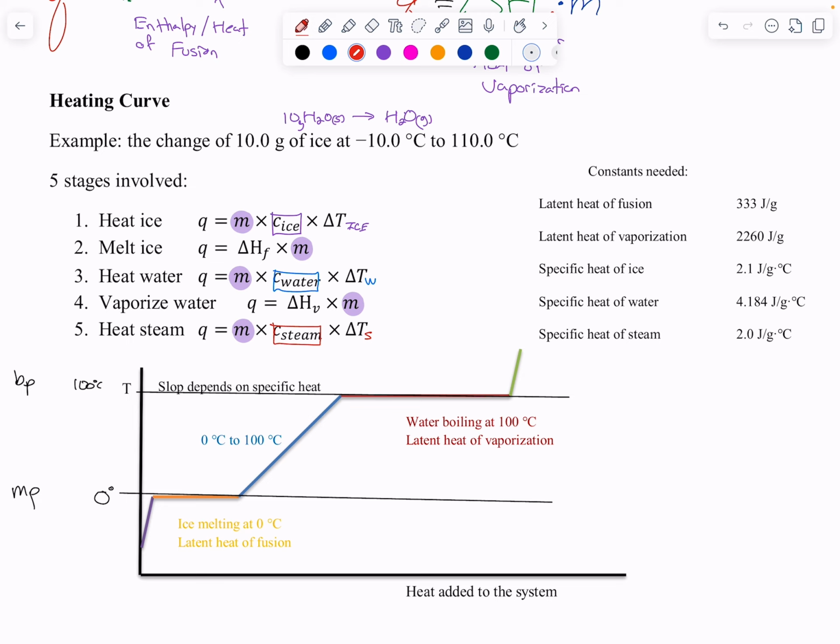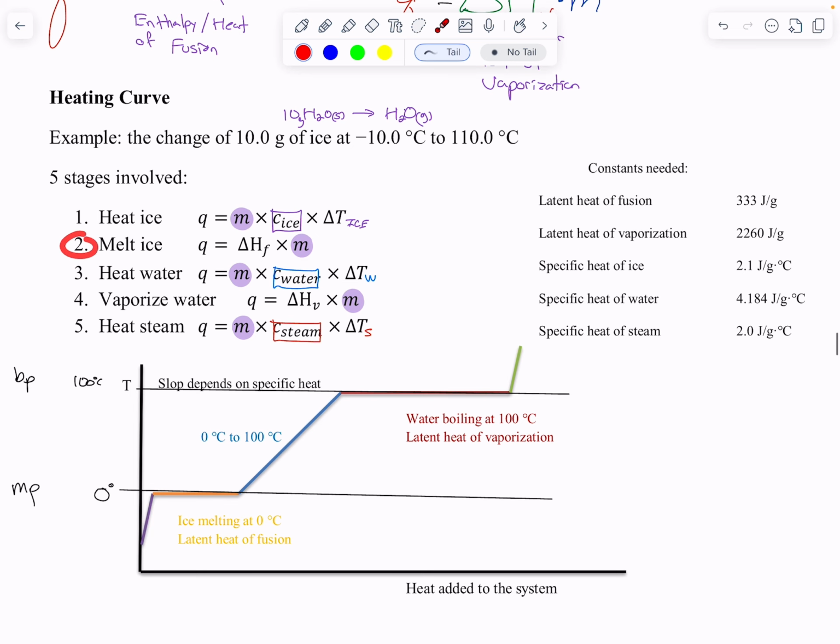All right, and so let's recap. Step 1, heat the ice. Step 2, melt the ice. And so melting the ice is right there. We're not changing temperature. You guys see temperature here, so that's temperature going up. And this is just heat added, so that's more and more heat added. It's kind of like time, but it's actually heat added. And so we start, warm up, and then it's going to melt.